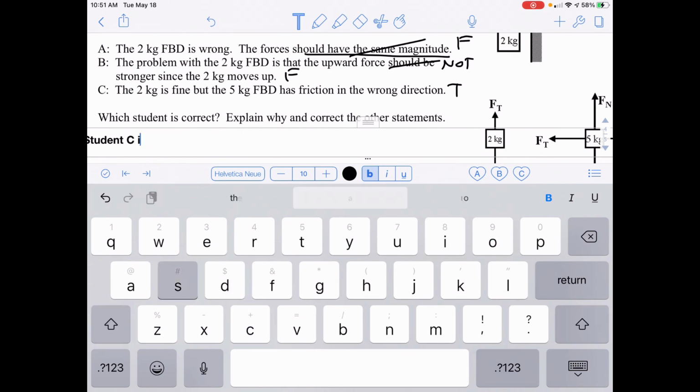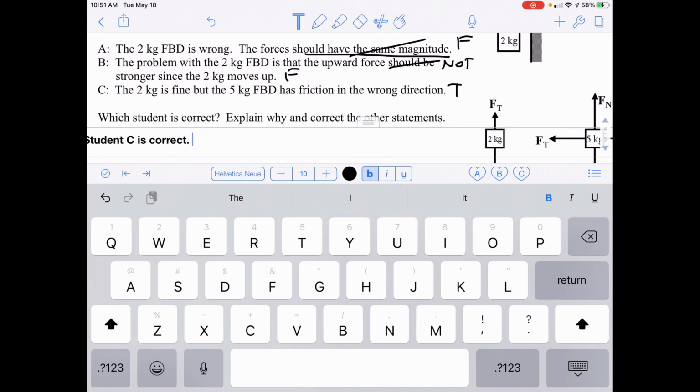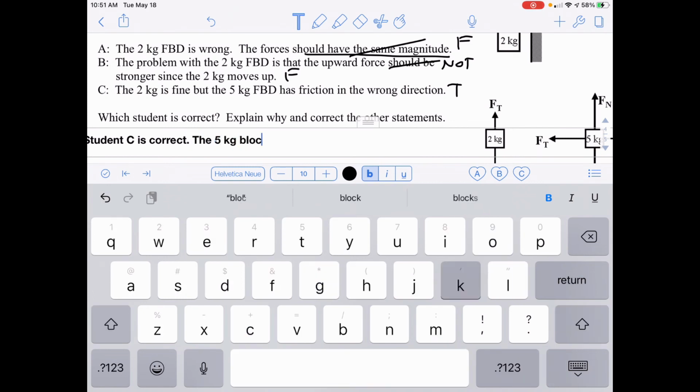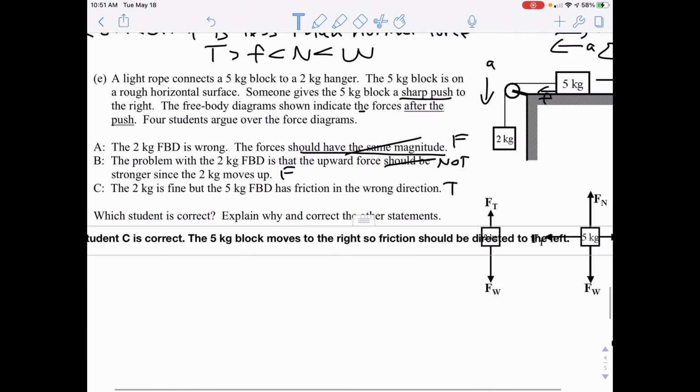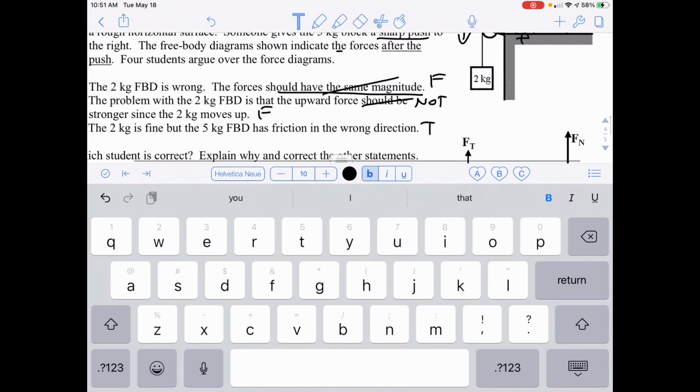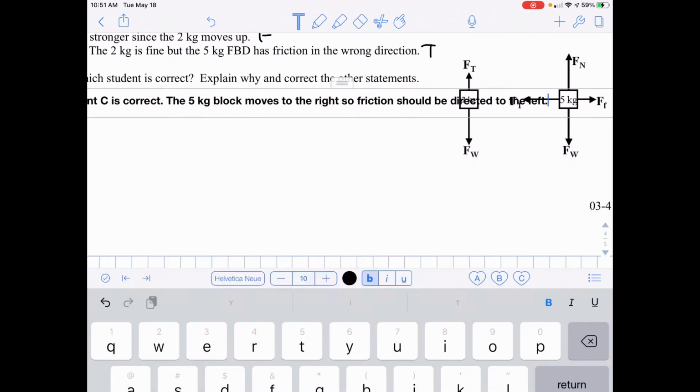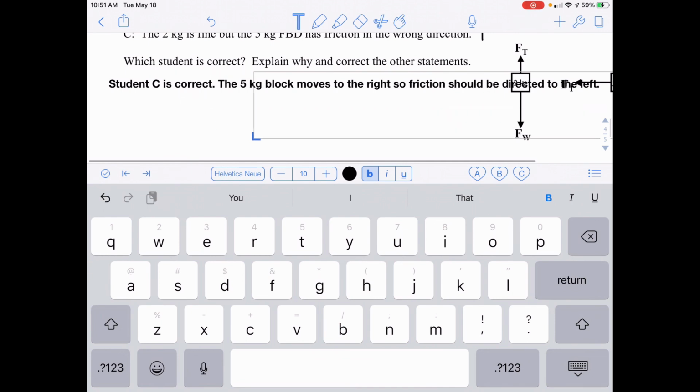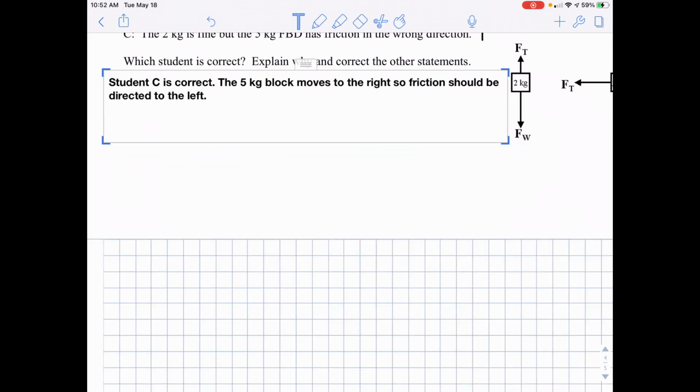Student C is correct. The 5 kilogram block moves to the right, so friction should be directed to the left. Move this over a little bit. There we go.